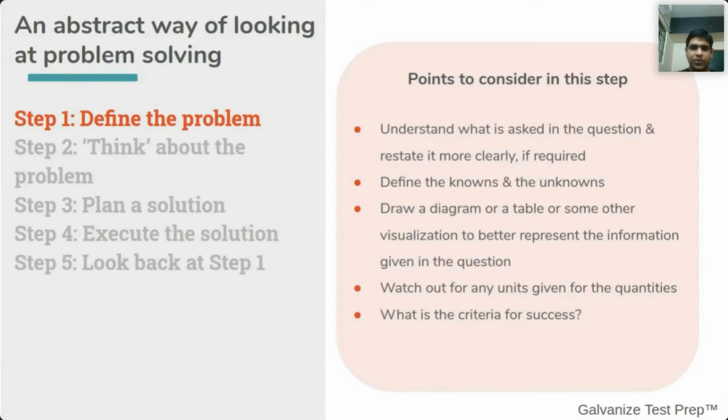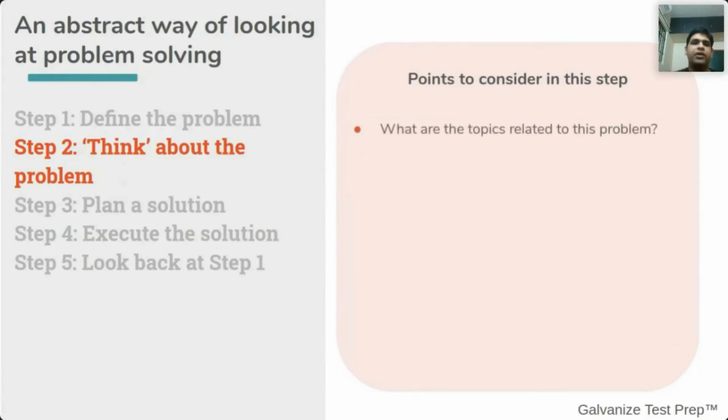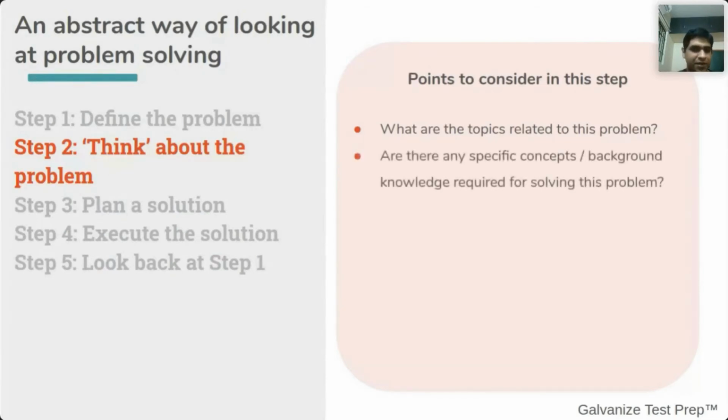Okay, so once you do that, you're going to be thinking about the problem. So what do you mean by this? So this is the step where you're trying to see what are the things that you already know which could be related to this problem, which can be used in solving this problem, right? So you're going to try and make connections between specific concepts that you already know, and you're trying to see how that can be connected to the problem at hand, right?